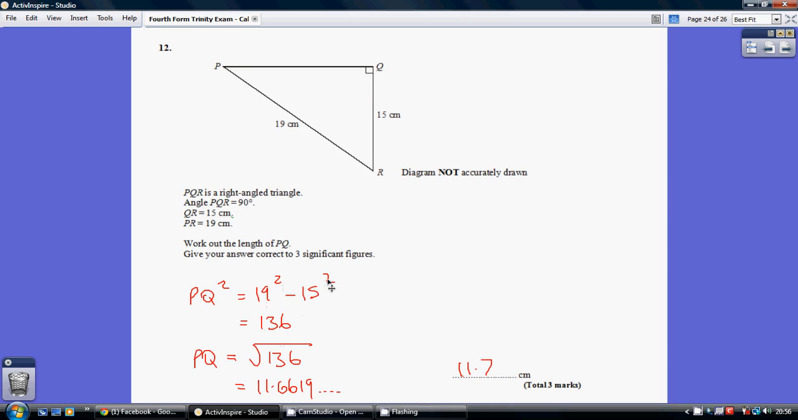19 squared take away 15 squared is 136. That's what PQ squared is. How do we undo a squaring? We square root. So PQ is the square root of 136, which is this, which to 3 significant figures, remember that just means 3 numbers, is 11.7.